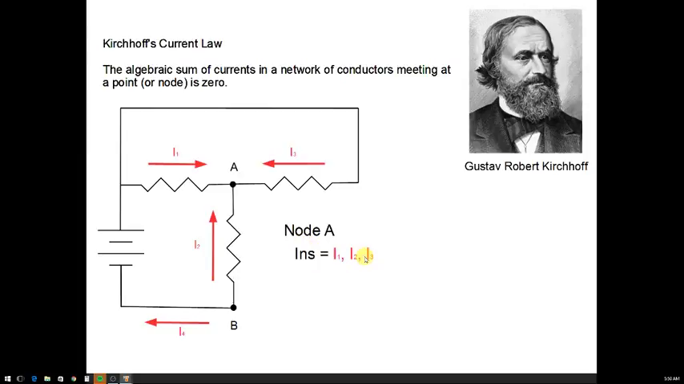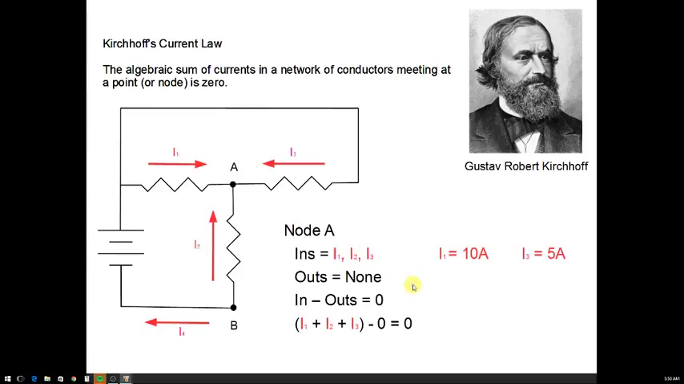Okay, for node A, I have 3 current references coming in, and I have none going out. So there again is Kirchhoff's current law, and so I'm going to add up all of my ins, and I'm going to subtract my outs, which I don't have any, so it's 0, and that must equal 0. So we'll apply some numbers here. We're going to say that I1 is 10 amps, and I3 is 5 amps. Okay, and we're going to solve for I2.